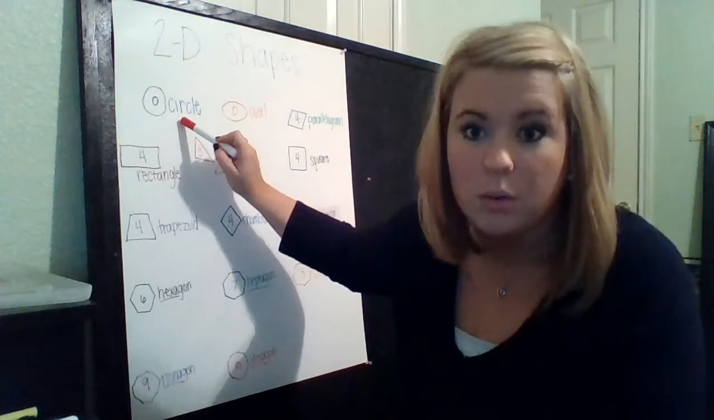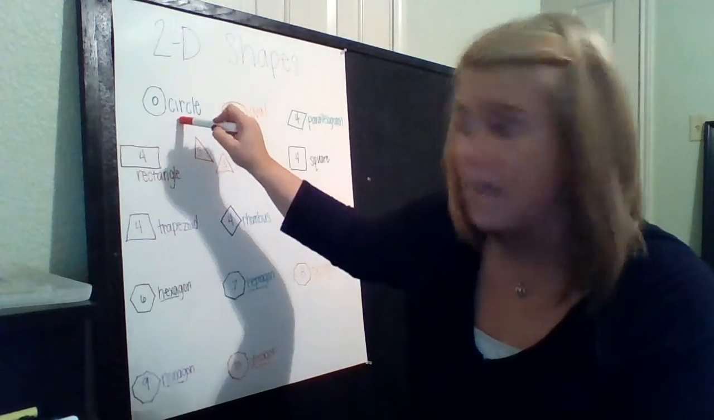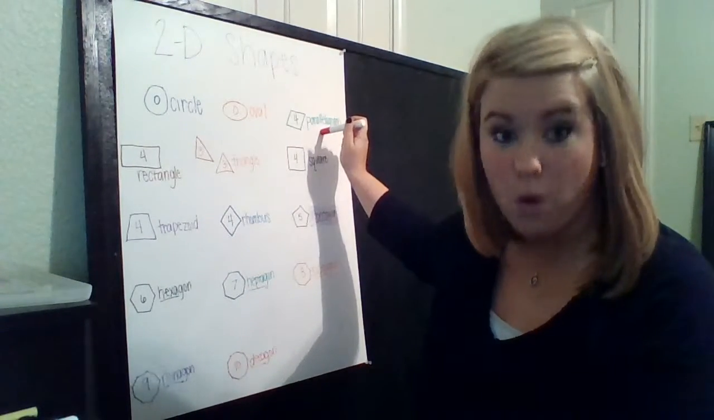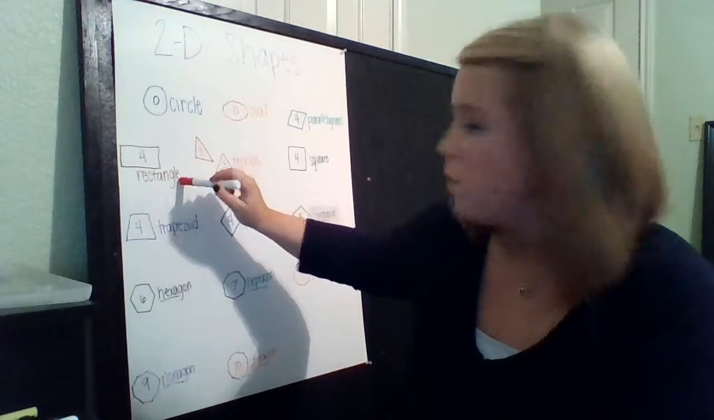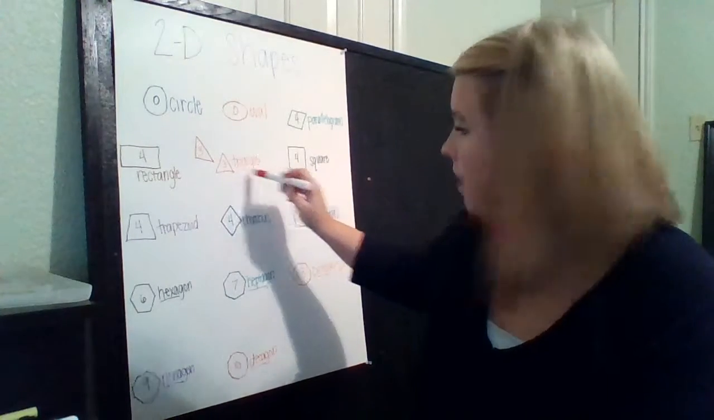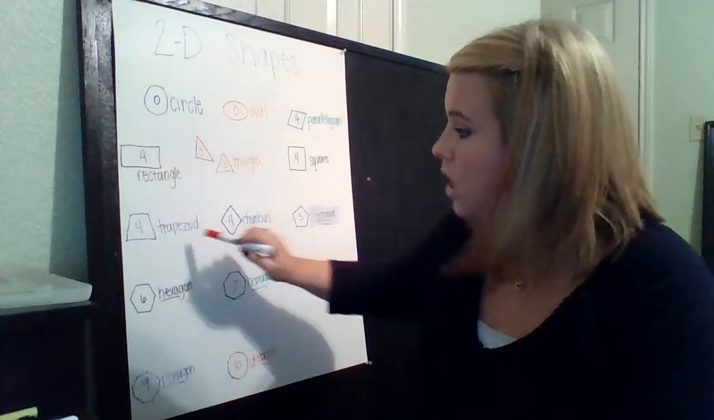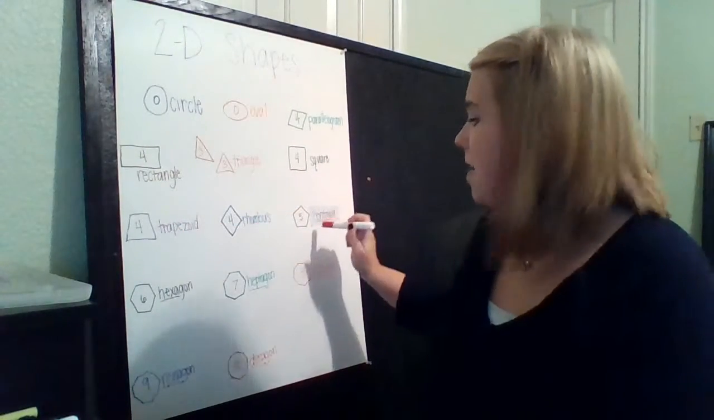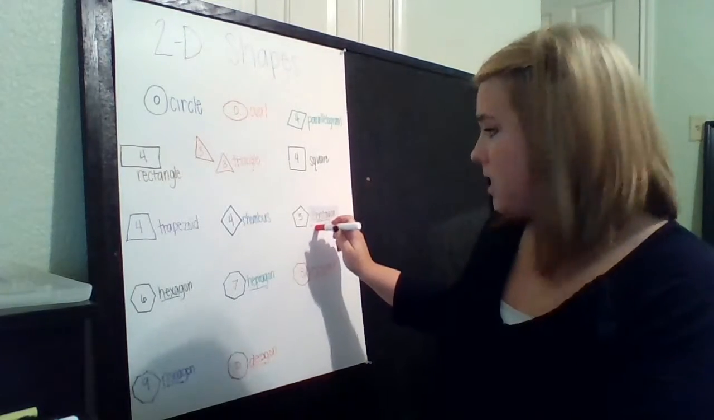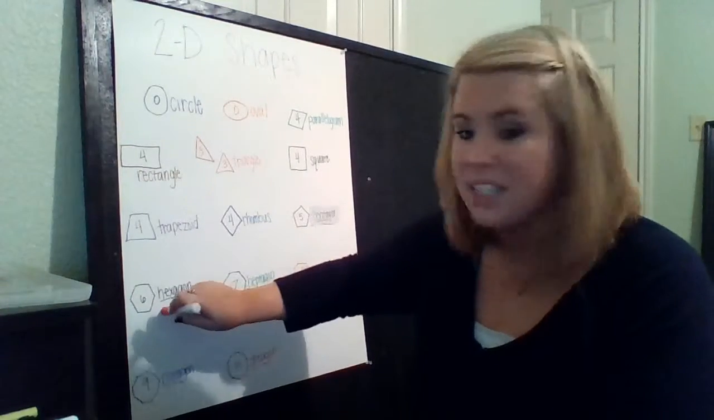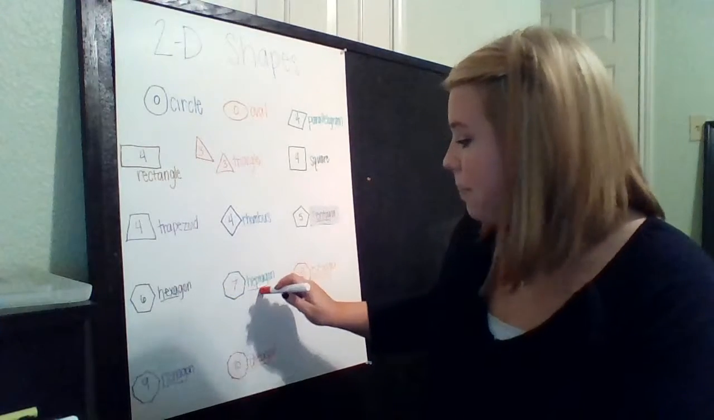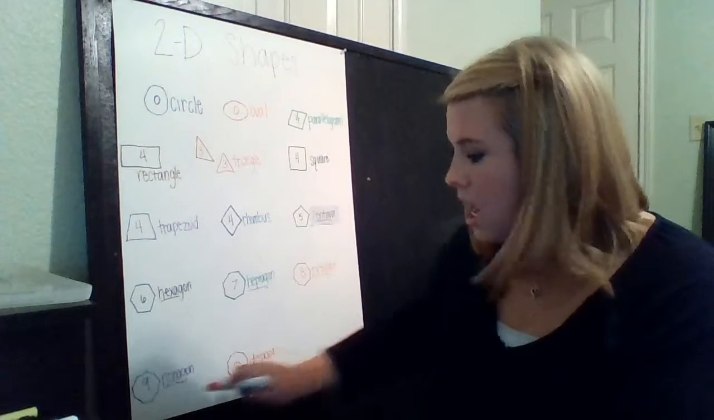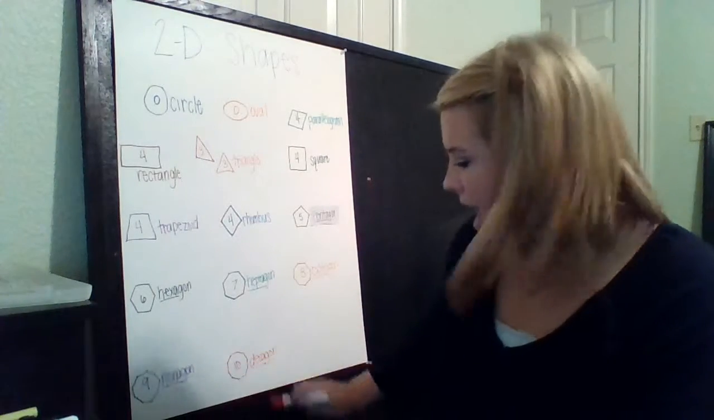Okay? So let's review. We have our circle that has 0 sides, oval that has 0, parallelogram that has 4, rectangle that has 4, triangle that has 3, square that has 4, trapezoid that has 4, rhombus that has 4, and then we start our gons. Our pentagon has 5, hexagon has 6, heptagon has 7, octagon has 8, nonagon has 9, and a decagon has 10.